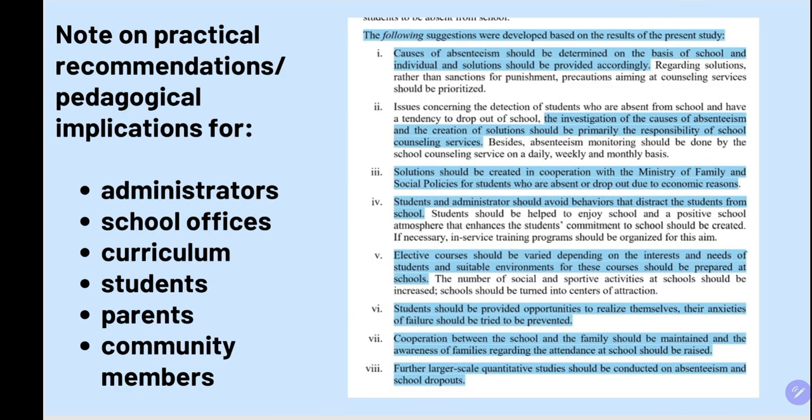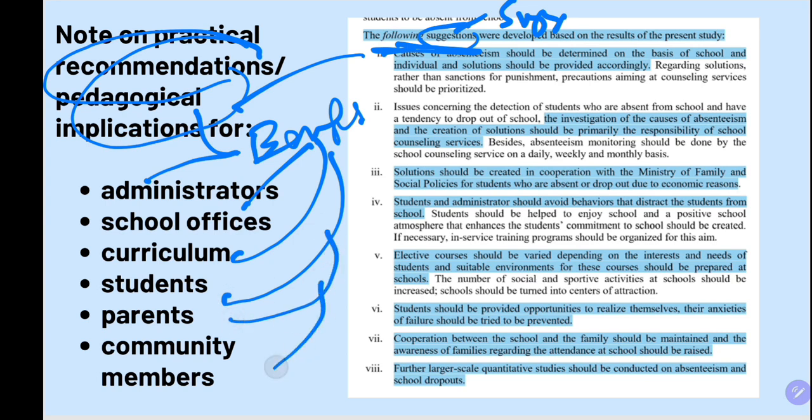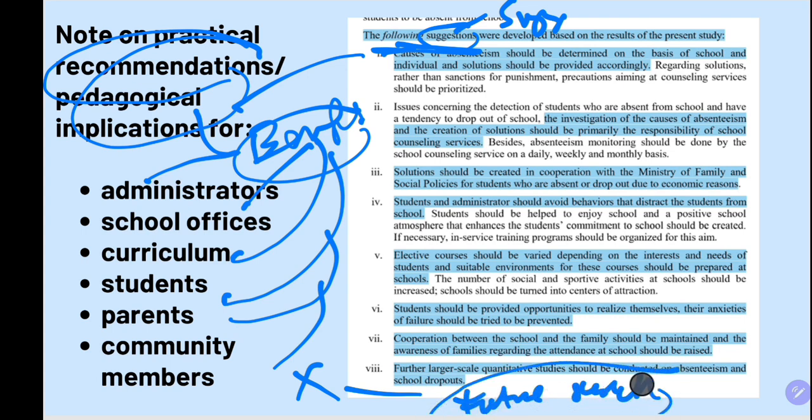Here, we have practical recommendations, pedagogical implications from this sample paper here. Notice that we have recommendations, okay? Here, although it's termed as suggestion, we will refer to it as recommendations because they provide some benefits to the following: administrators, okay? To school offices, to the curriculum, to the students, to the parents, community members, okay? But these recommendations are not for future researchers, okay? So, whenever we provide recommendations for future researchers, we will refer to them as suggestions for future researchers, okay?